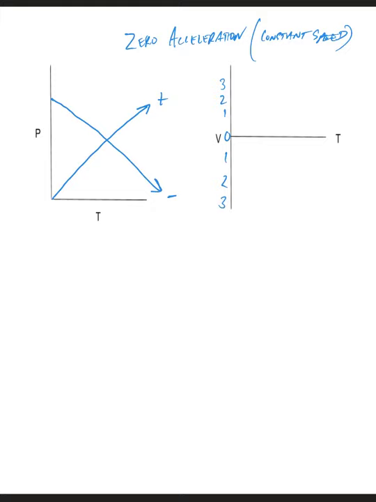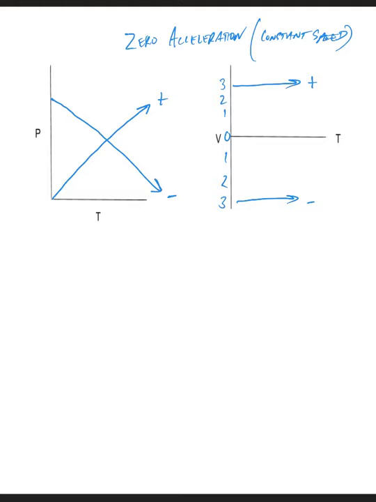Any straight horizontal line will show zero acceleration. So here would be zero acceleration. This would also be zero acceleration. This is 3 meters per second constant speed over time in the positive direction because it's in the top quadrant. This is constant speed in the negative direction because it's in the bottom quadrant.